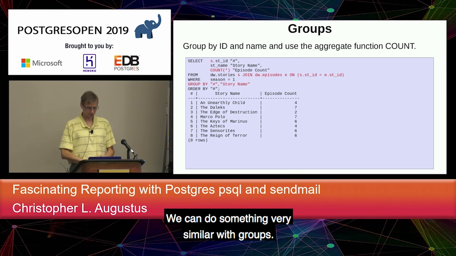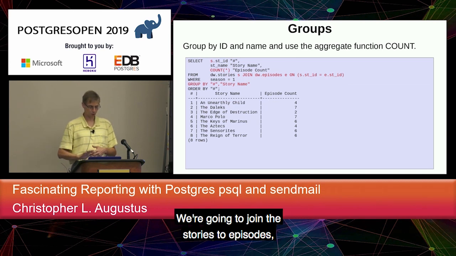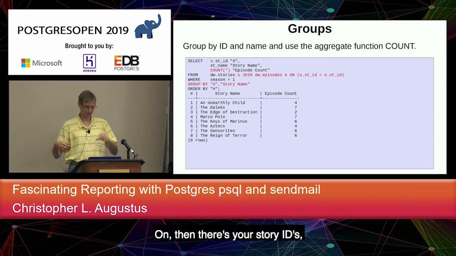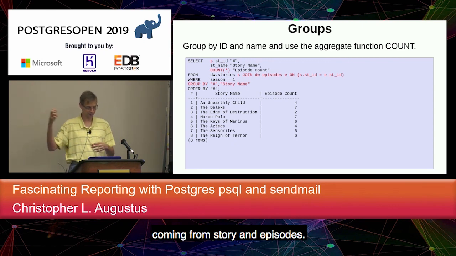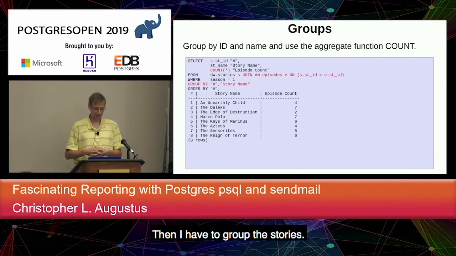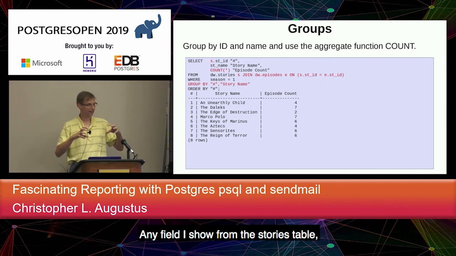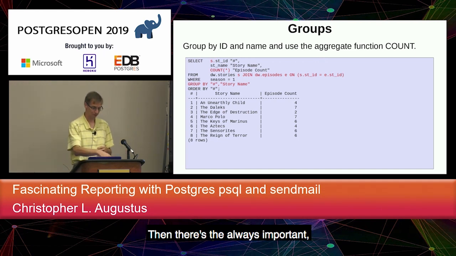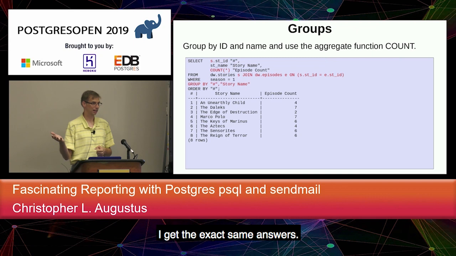We can do something very similar with groups. We're going to join the stories to episodes. And this is an SQL standard way of doing it, on, and then there's your story IDs coming from stories and episodes. I've moved the count down to the third parameter, and then I have to group the stories. Any field I show from the stories table, I've got to name in my group by clause. Then there's the always important order by clause at the end. I get the exact same answers.